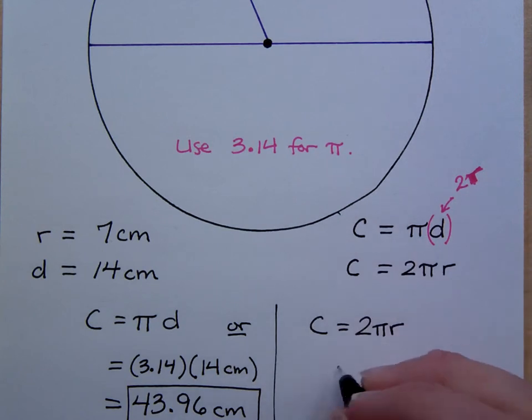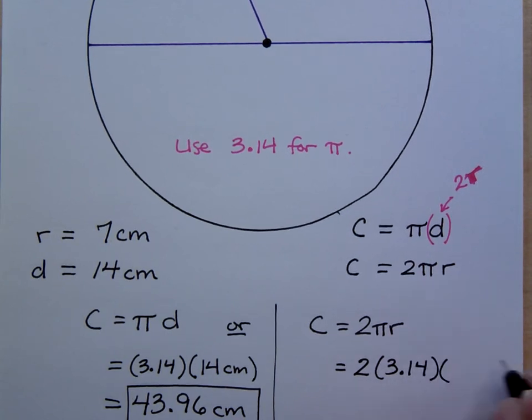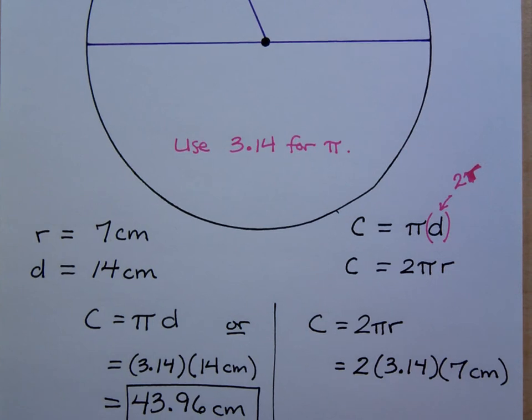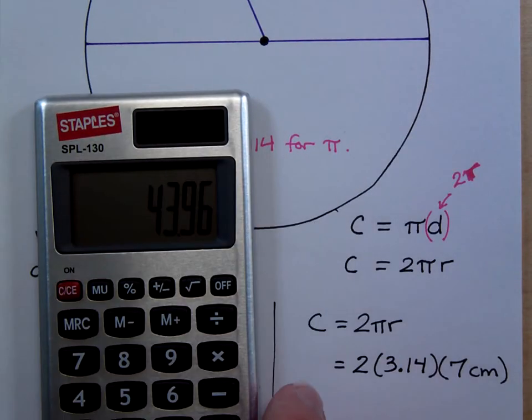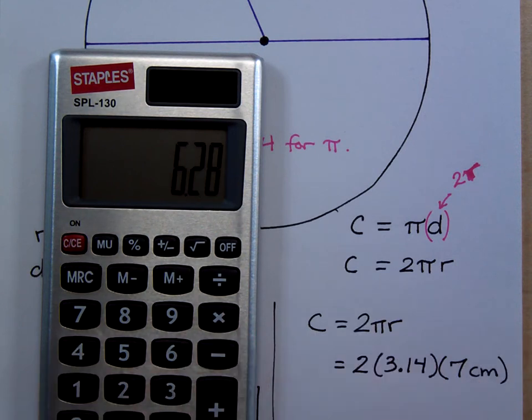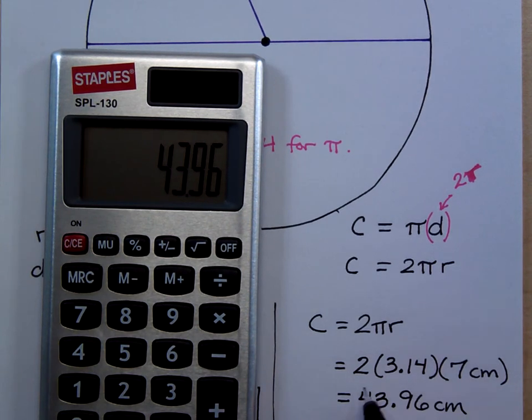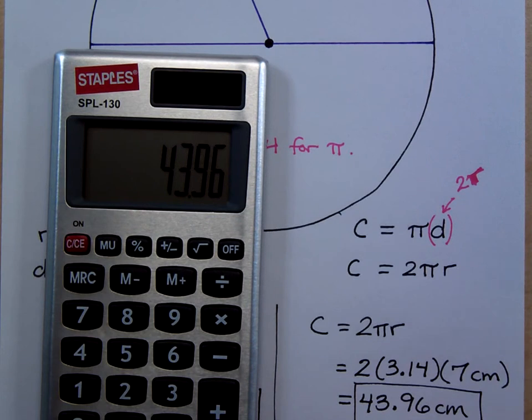Well, what if I do it the other way? Mr. Craig, you said that if I do it using the other formula, it should still be the same thing. All right, so 2 times 3.14 times the radius, which is what? The radius is 7 centimeters, right? All right, so 2 times 3.14 times 7, and I still get 43.96 centimeters. Do y'all agree?